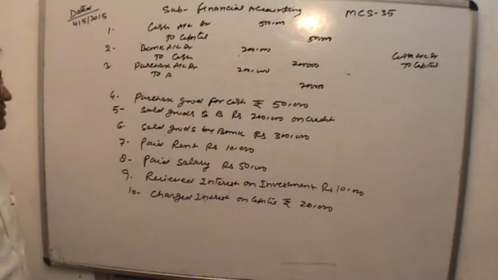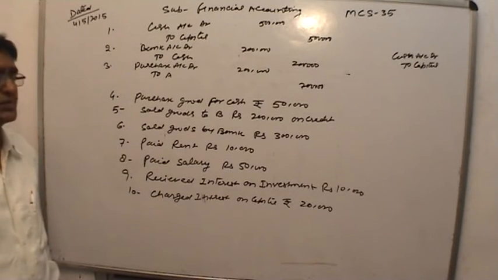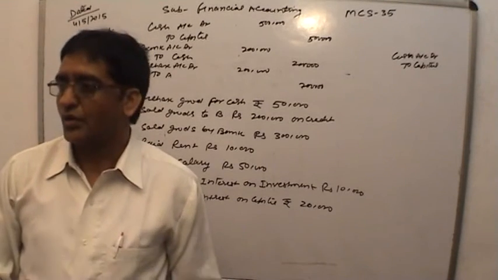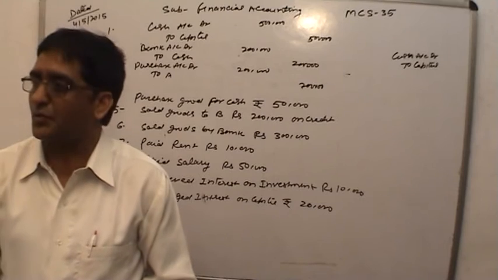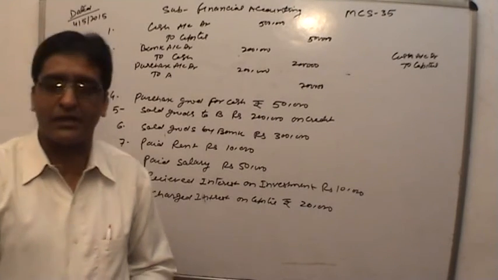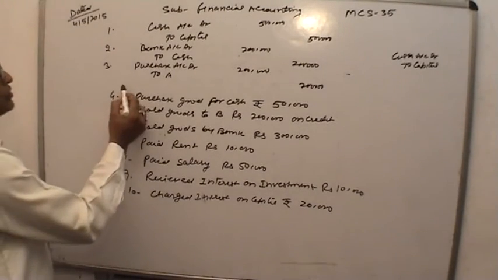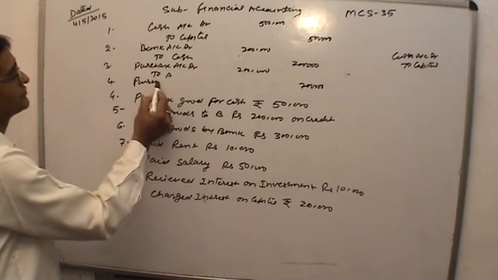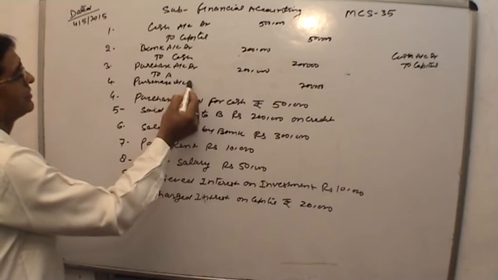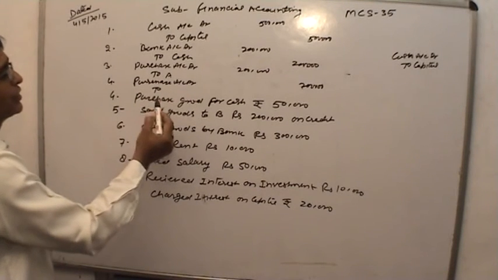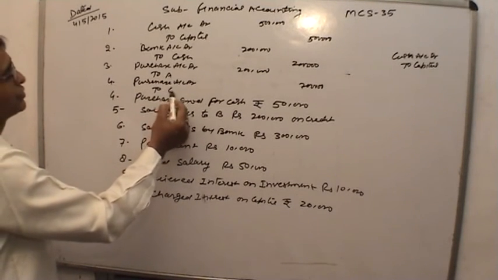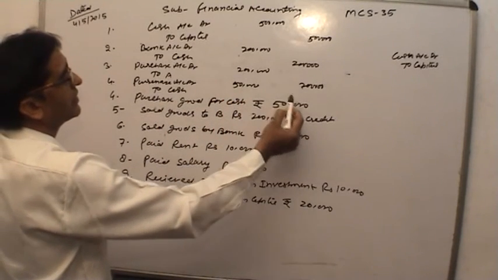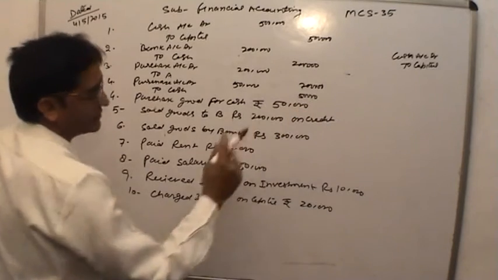Then the fourth transaction, purchase goods for cash rupees 50,000. You have purchased the goods and paid the money. So you have given the money to the shopkeepers or suppliers and received the goods. So debit the receiver, purchase account debit, and credit what goes out, cash goes out. So to cash by rupees 50,000 and 50,000.